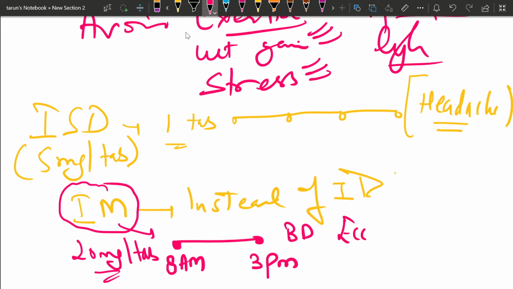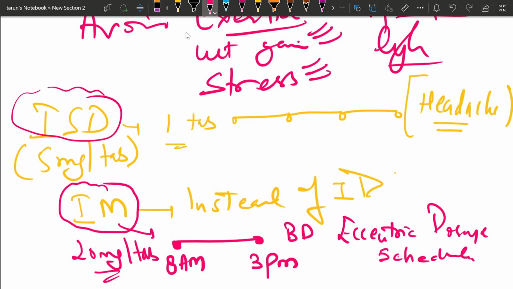And this is known as eccentric dosage schedule. So you have to give isosorbide dinitrate or mononitrate. If there is a headache, you should give mononitrate. 8 am and 3 pm is the BD dose of isosorbide mononitrate.